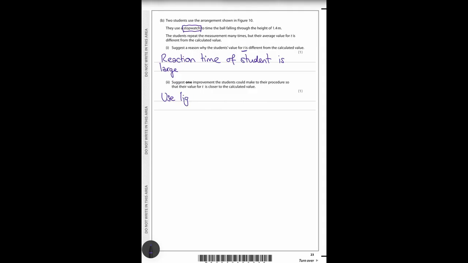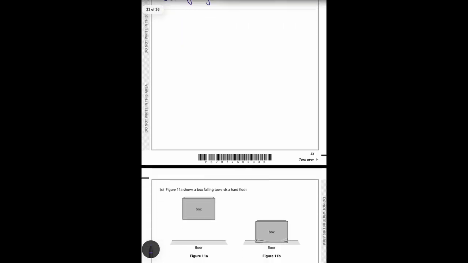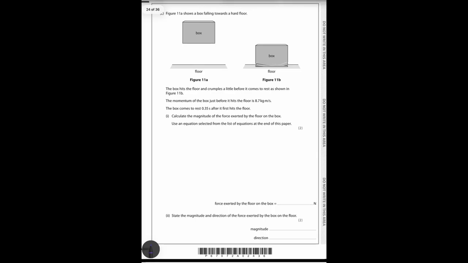So use light gates or a sensor, electronic timer. So light gates connected to an electronic timer, something like that I'm saying. Another thing that sometimes you look for the opportunity to say when it's anything to do with time is about taking a video of it and then slowing it down. But in this situation, I can see that light gates is the best one. So yeah, I'm pretty happy that I've got the mark for this one over here.